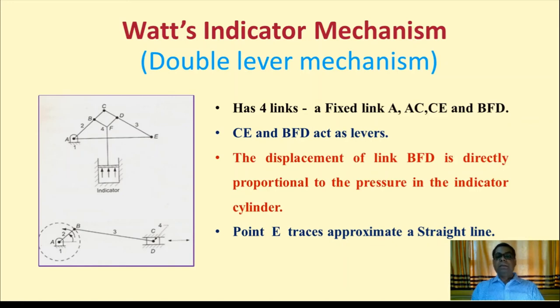The displacement of link BFD is directly proportional to the pressure in the indicator cylinder. Point E traces approximately a straight line. That is why it is called Watt's indicator mechanism. In earlier days, it was used as an indicator measuring gauge.